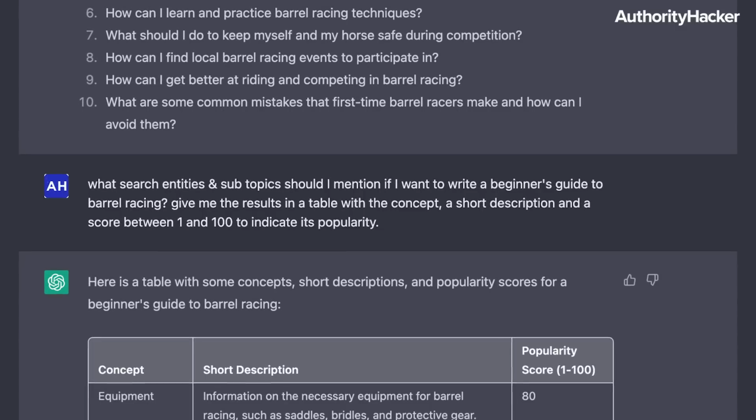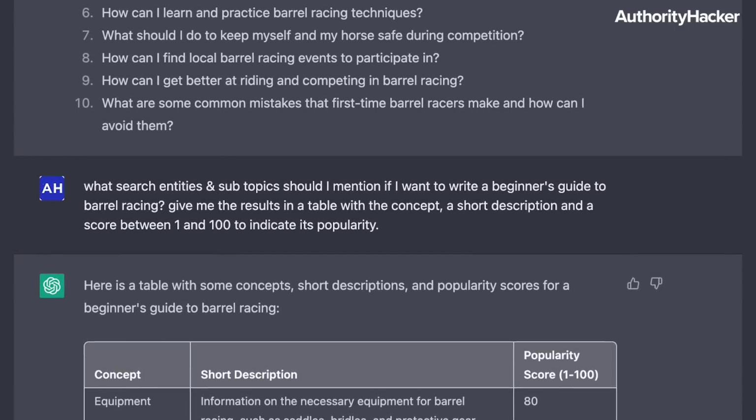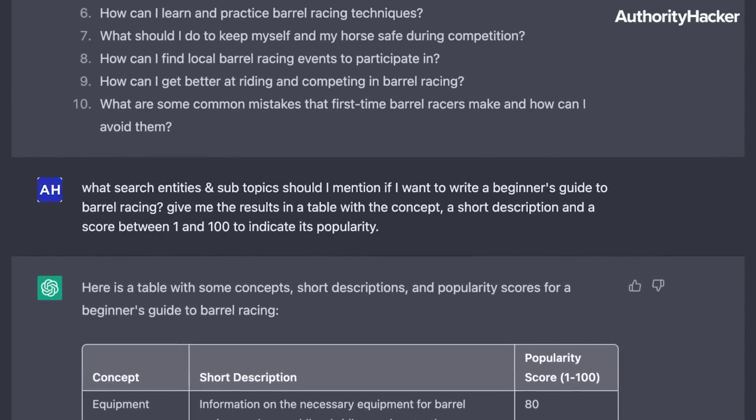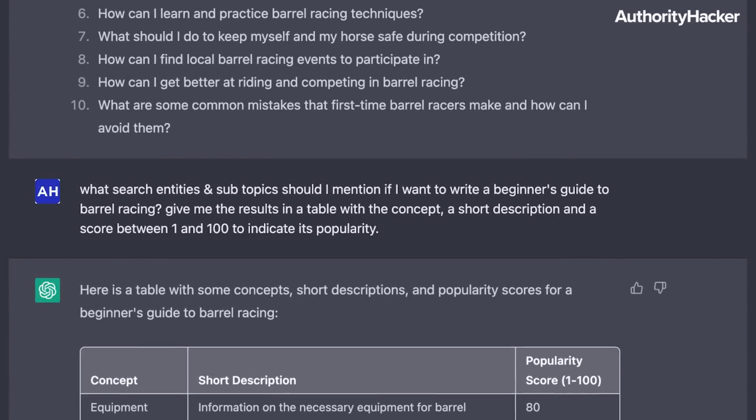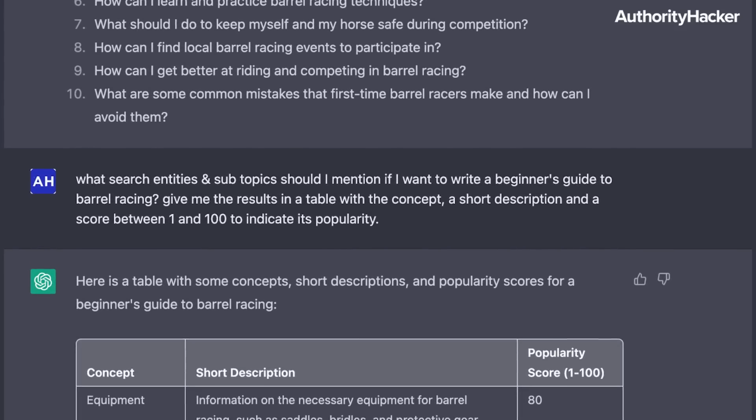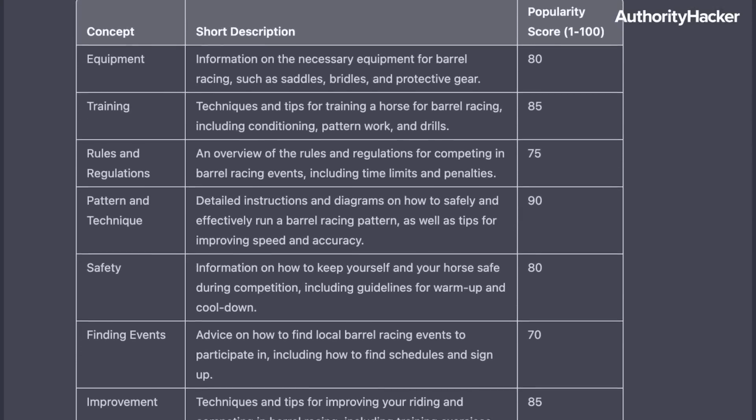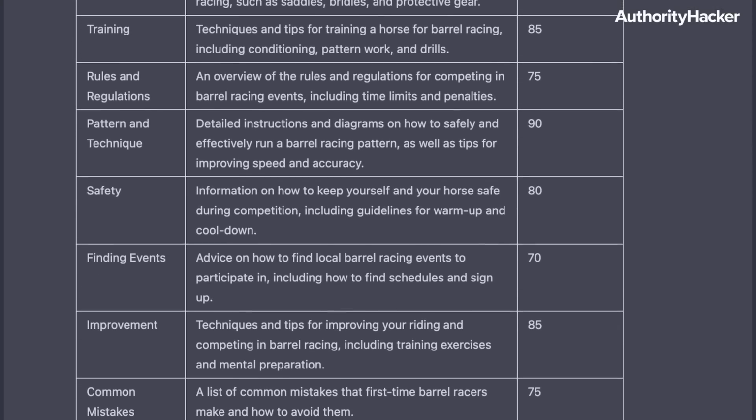Then after that, I asked: what search entities and subtopics should I mention if I want to write a beginner's guide to barrel racing? Give me results in a table with the concept, a short description, and a score between 1 and 100 to indicate its popularity. It did that again. It said equipment, training, rules and regulations, patterns and techniques, safety, finding events, improvement, common mistakes. And again, if you read back the questions, you can see it used them as context.